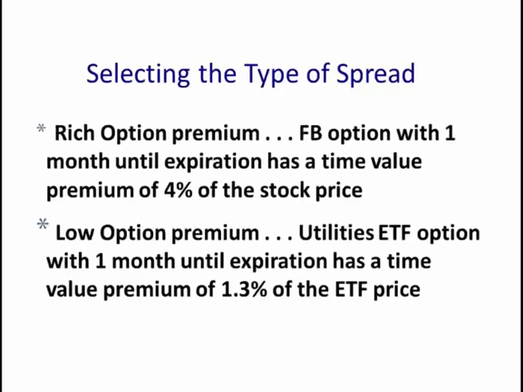And again, we can use an example. A rich option premium would be a premium that has a high time value in proportion to the stock price. So Facebook has a 4% time premium for the 1-month option. The utilities ETF only has a 1.3% time value of the ETF price. So you can see the utilities ETF would be considered a low premium, and Facebook would be considered a high premium.